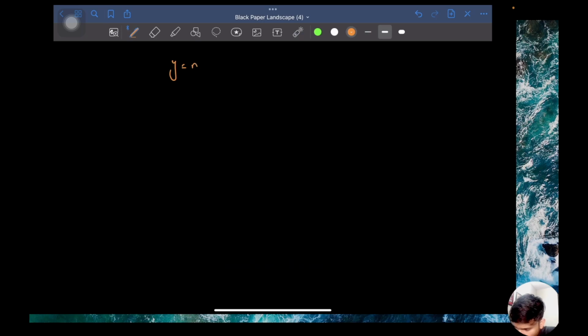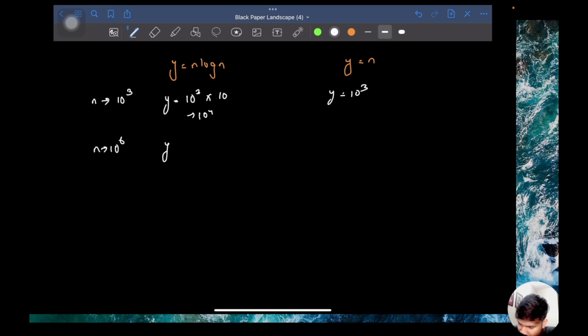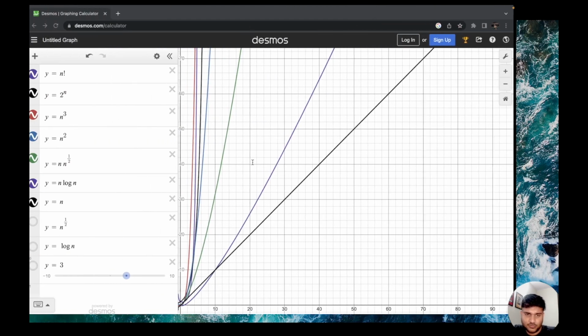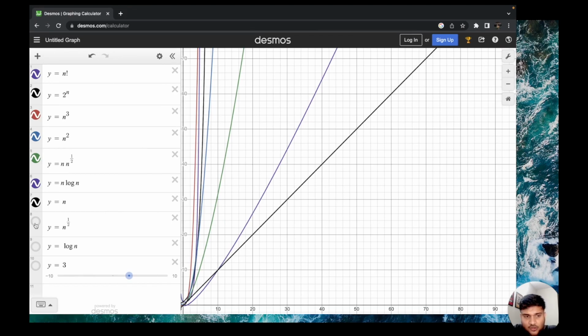If, let's say, you have a curve of y is equal to n log n, and this is y is equal to n. If the value of n becomes 10 raised to the power 3, this will be 10 raised to the power 3 into 10, that is 10 raised to the power 4, whereas this is going to be just 10 raised to the power 3, right? If the value of n becomes 10 raised to the power 6, this will become 10 raised to the power 6 into 20, that is 2 into 10 raised to the power 7, whereas this will be 10 raised to the power 6, right? These are approximate numbers, okay? Then we have something like root n.